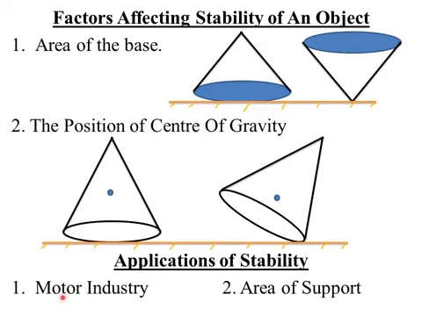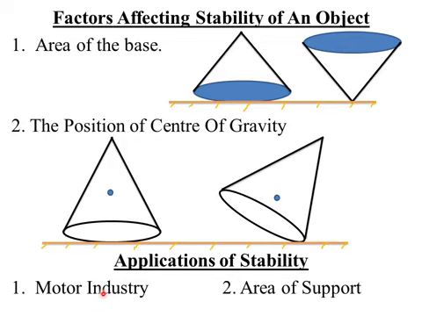So the customers or the passengers should sit in the upper deck of a double decker bus, that is to lower the position of center of gravity, therefore making the bus more stable, thereby reducing chances of accidents.